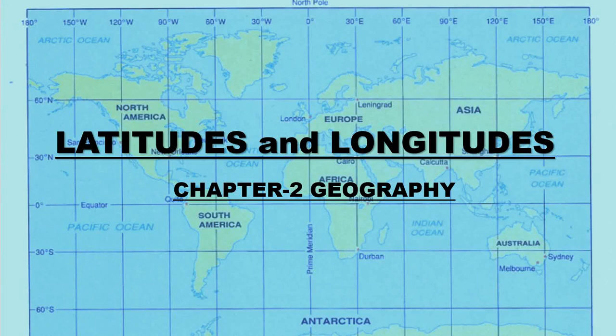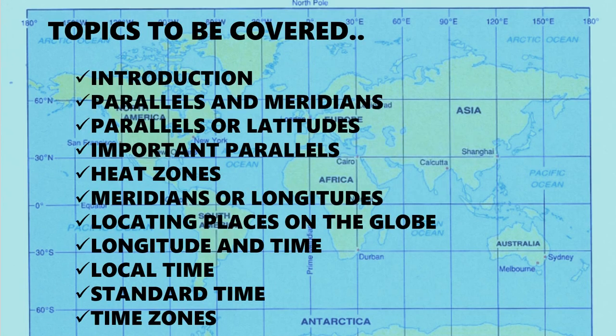Hey, good morning, kids. Today we are going to start the very first video of the second chapter of Geography from Integrated Social Science Class 6, that is latitudes and longitudes. Okay, so what are we going to study in this chapter? In this chapter, we will be discussing these topics.